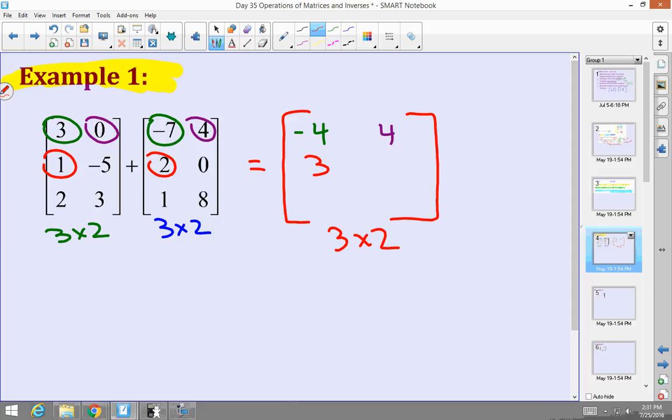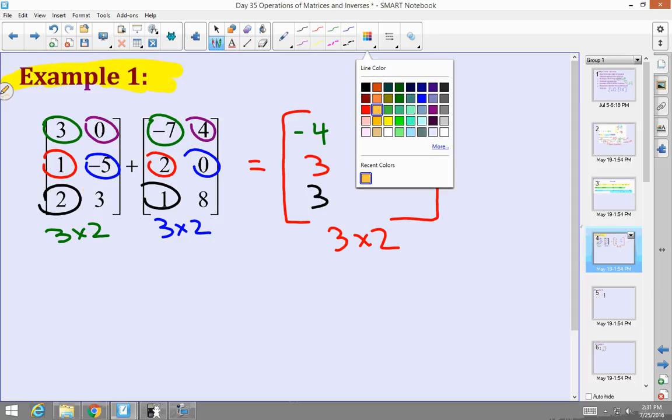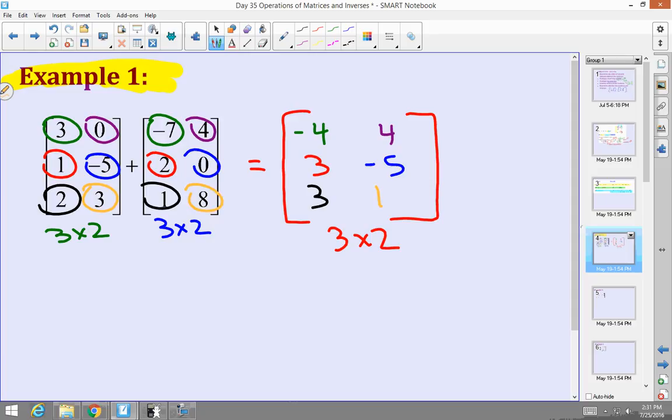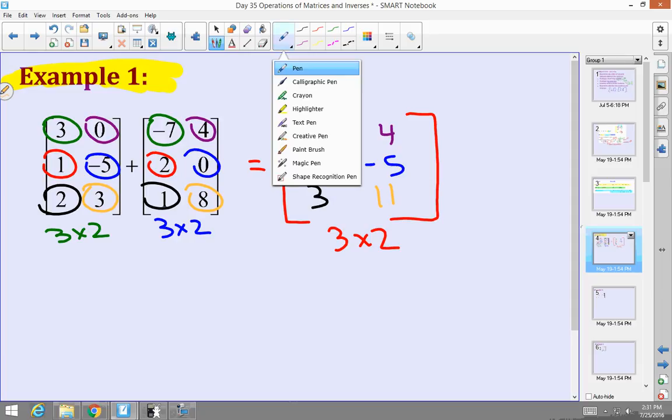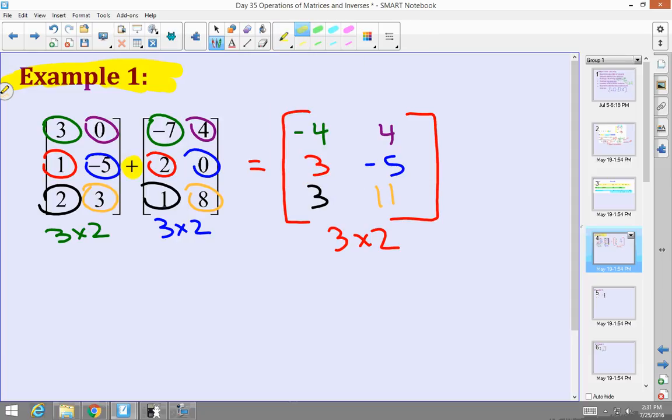I'm going to run out of colors here, I feel. -5 and 0 gets you -5. 2 and 1 gets you 3. And one more color here: 3 and 8 get you 11. You are literally just adding each corresponding part of the matrix. So top left goes to top left, top right goes to top right, and so on. And the whole time, the operation we're doing for each number pair is adding them up.